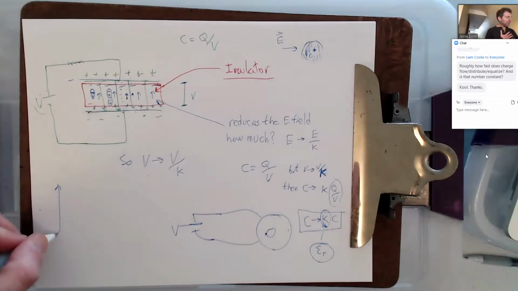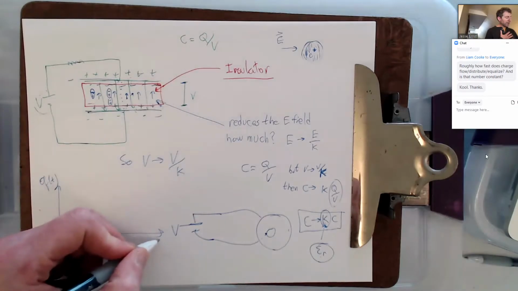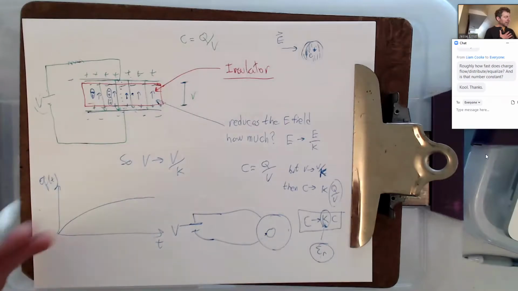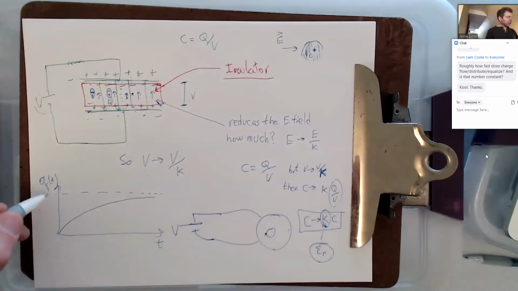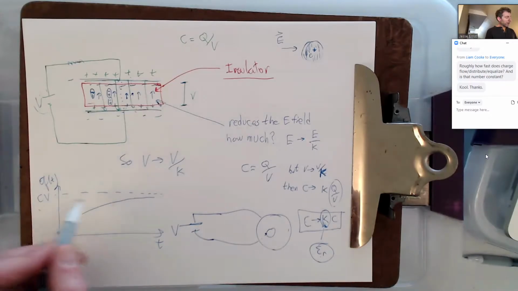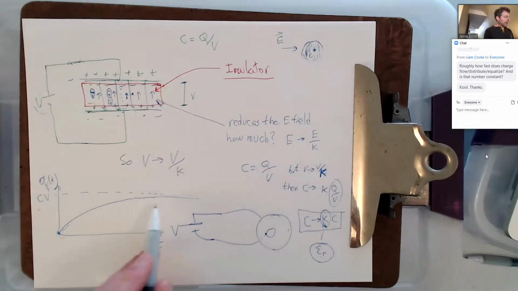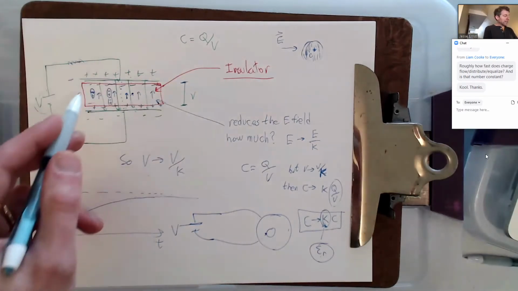What would really happen is, if you have Q as a function of time on the capacitor, it would charge like this. It would be basically an exponential rise toward Q equals C times V. So it would start uncharged and rise like this, and after a long time, it would approach C times V, the charge that we've been just assuming happens instantly.